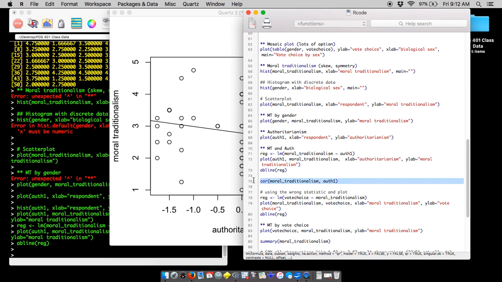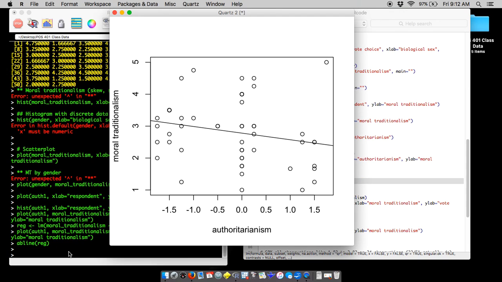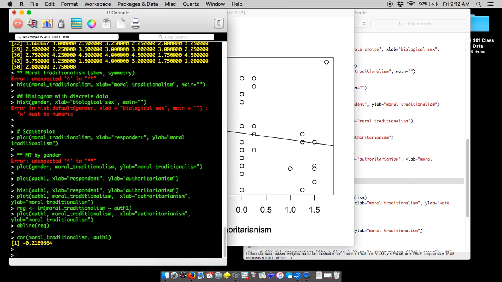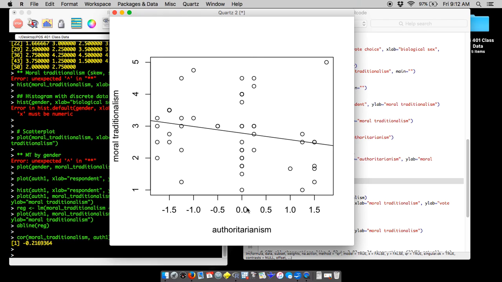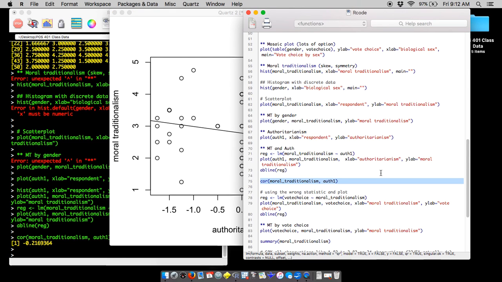If we run the actual correlation coefficient, now we've been calculating this by hand in some of the homework problems, but here we can just let the computer do it. We get negative 0.21, right? So that's actually a small, modest relationship. Negative, right? So when authoritarianism increases, moral traditionalism is also likely to decrease. So it's not what we expected.